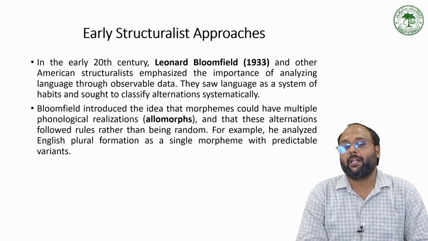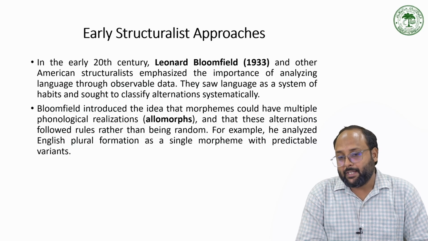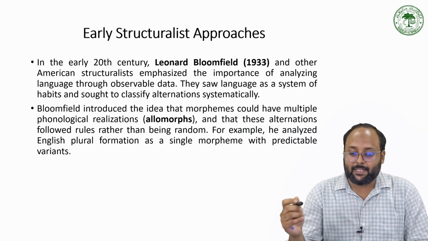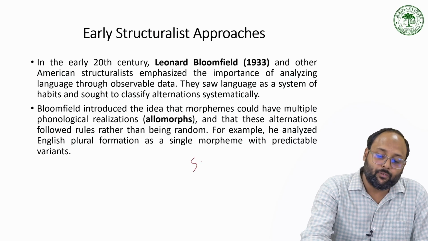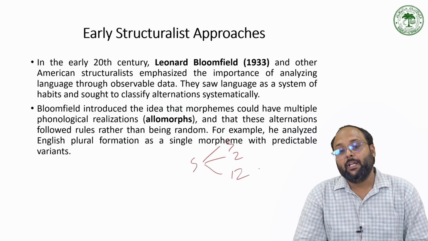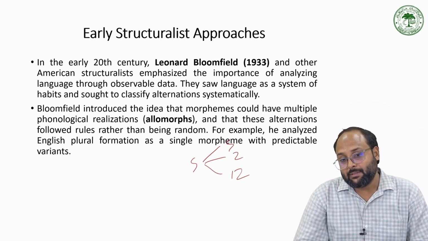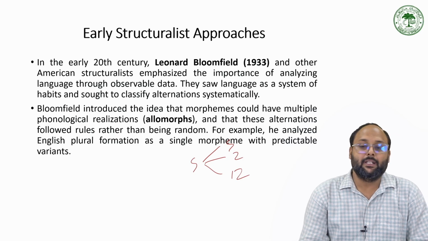For example, he analyzed plural formation as a single morpheme with predictable variants. They described these variants as not random. The variants of the plural, /s/, /z/, /ɪz/, are rule-governed. There are certain positions and certain conditions. Because of those environments and conditions, these alternations happen.